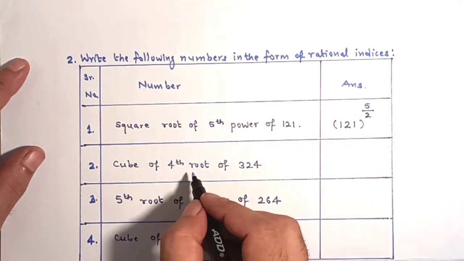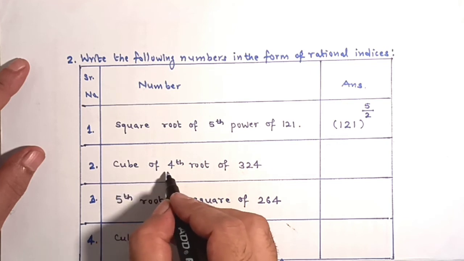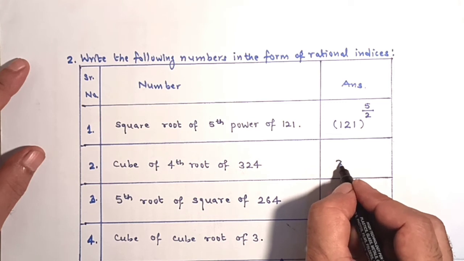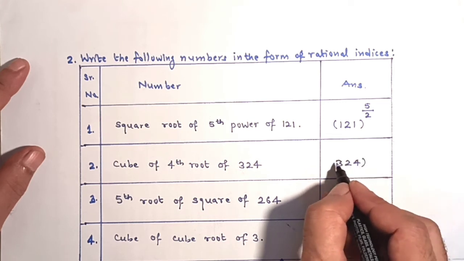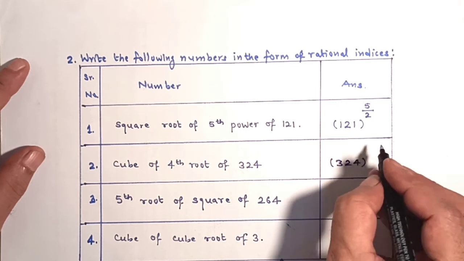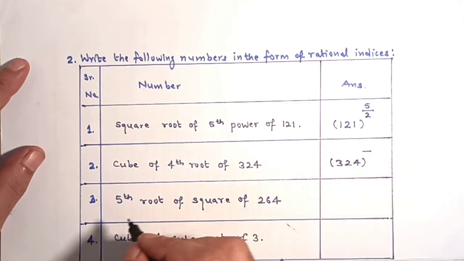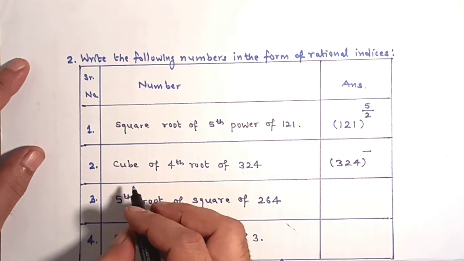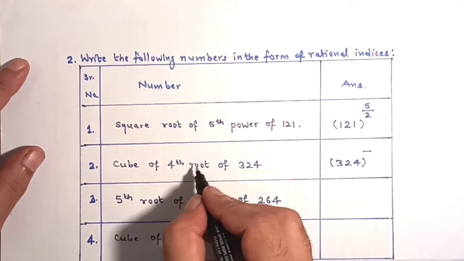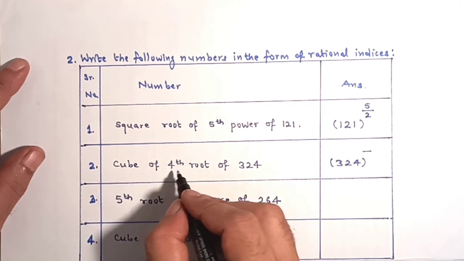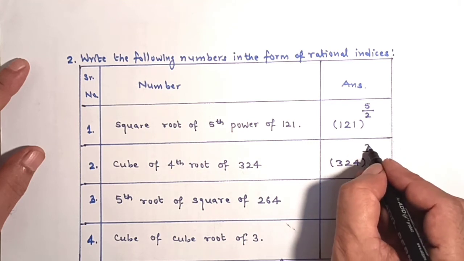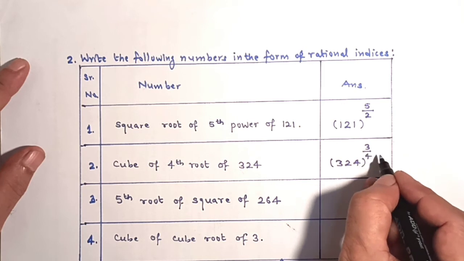Second question, cube of 4th root of 324. So your base will be 324. Write 324, put bracket. And then your index will be m upon n form. Cube is your power, so power is 3 and root is 4th root, so m upon n. Numerator will be your power, which is 3, and root will be 4th root, means 4.